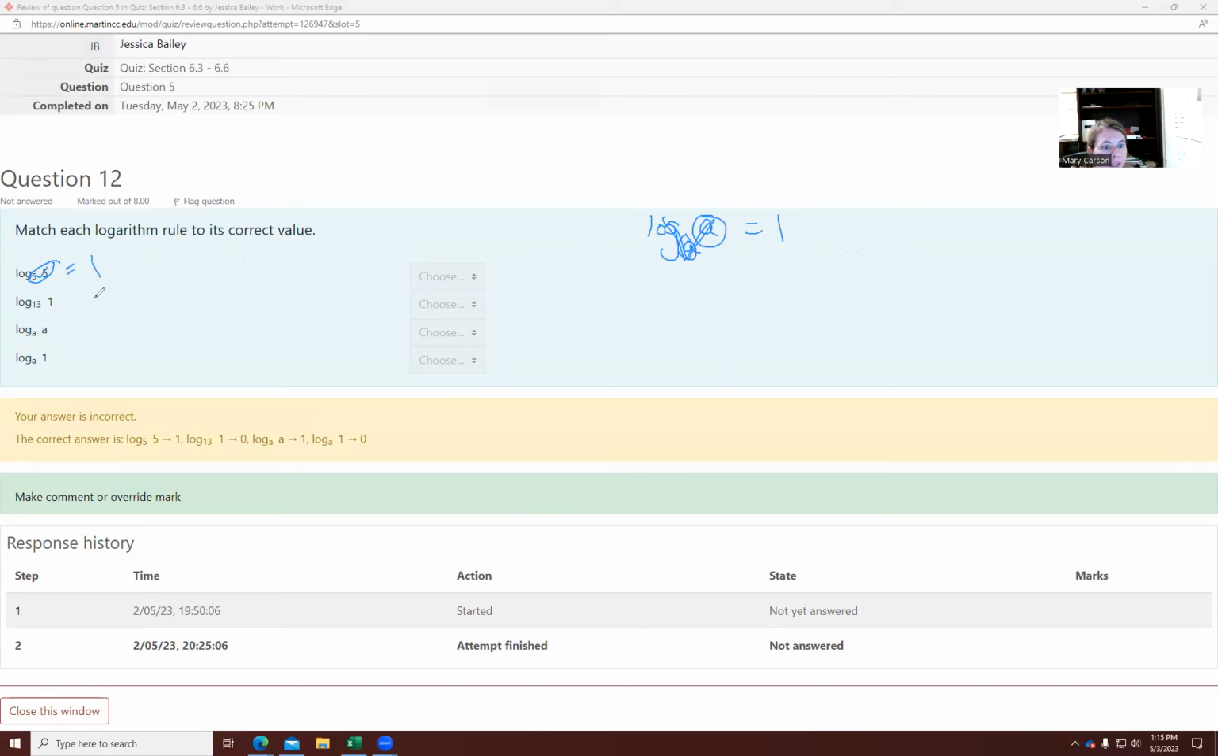This one you would put in the calculator as log of 1 over log of 13. So this is the common log formula, or you can just plug it in the calculator. If you put in log of 1 divided by log of 13, that one's going to give you 0. And the same thing, notice how here the base is the same as the number beside it, so that's going to give you a 1. And then the last one would be log of 1 over log of A.